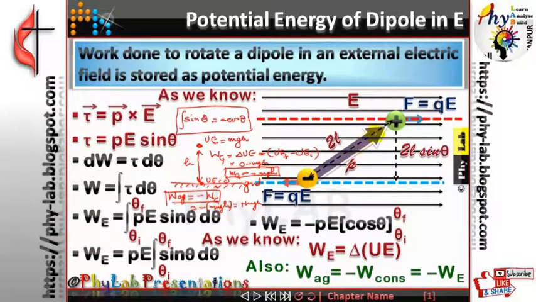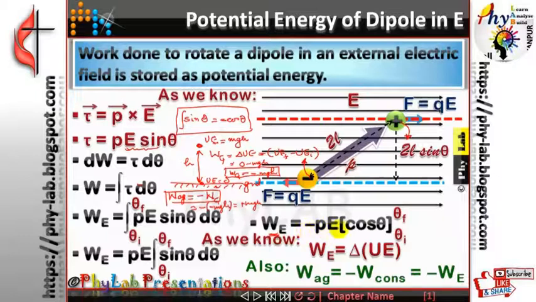Now here, the dipole gets rotated under the action of the torque applied by the field. Now this torque acts in the clockwise direction, and how much is the torque acting? That torque was PE sin theta, and under the influence of this torque, our dipole gets rotated by some angle from theta I to theta F, and in this process the field does some work. What is the work done by the field?